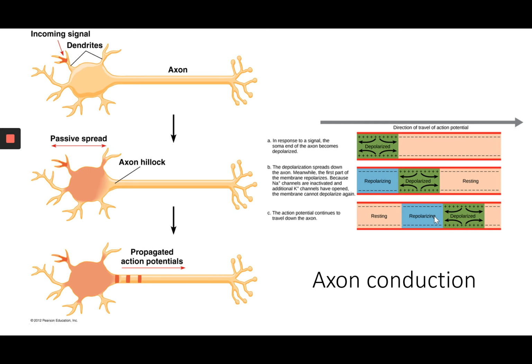So in response to a signal, the soma end of the axon is going to become depolarized. The depolarization spreads down the axon. Meanwhile, the first part of the membrane repolarizes. And because sodium channels are inactivated and additional potassium channels have opened, the membrane cannot depolarize again. So we'll see that the action potential continues to travel down the axon towards the axon terminals and does not perform retrograde movement, only anterograde towards the axon terminals.